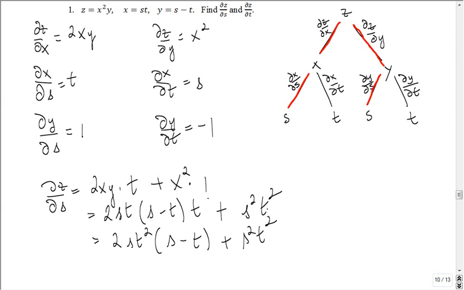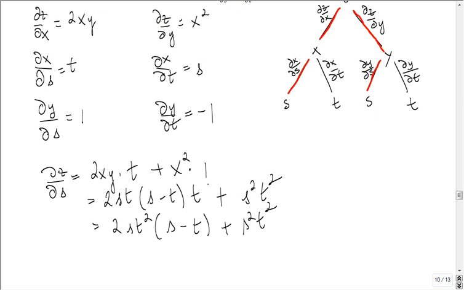Now let's do partial z with respect to t. Partial z with respect to t. So follow again. This time you're going to do the same thing but go to the t's. So it will be partial z with respect to x times partial x with respect to t, plus partial z with respect to y times partial y with respect to t.